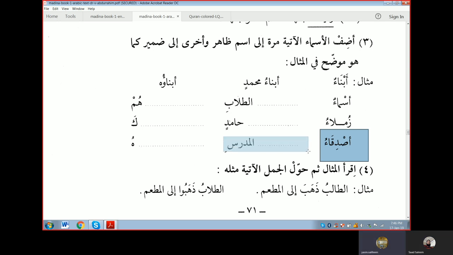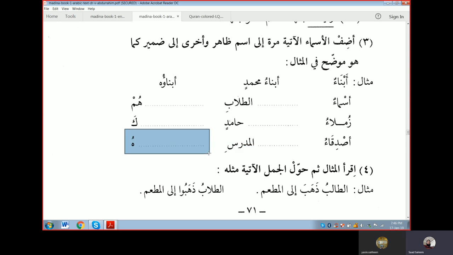Asdiqa'u, and then it will still be asdiqa'u. Asdiqa'u al-mudarrisi. And then asdiqa'uhu. This is your homework. After the class, solve this and send it to me so that I can check.